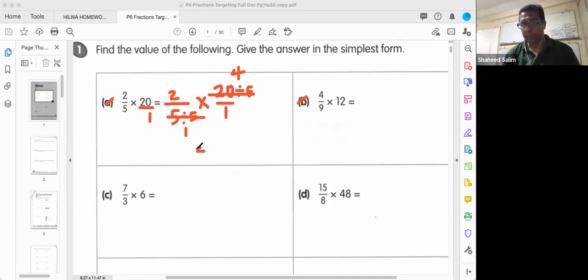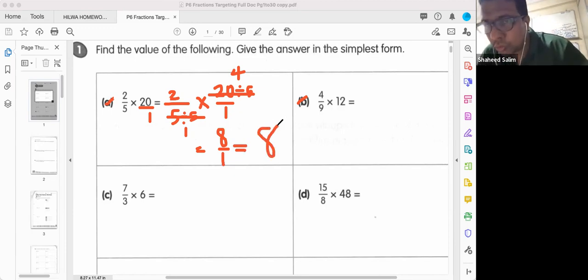And then what? 2 times 4, 8. 1 times 1 is 1 below. You can put down below down here 1. See, 1 times 1 is 1. Then the answer is 8. You think you can do? You try B.